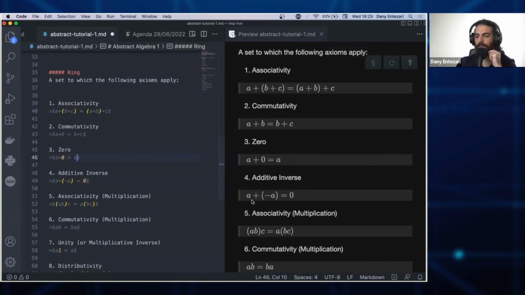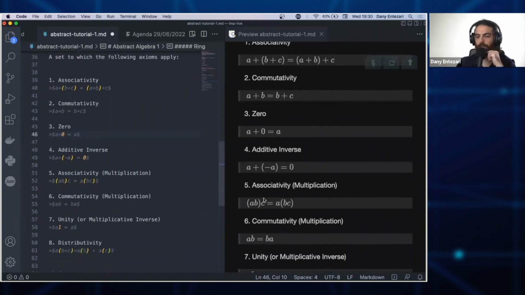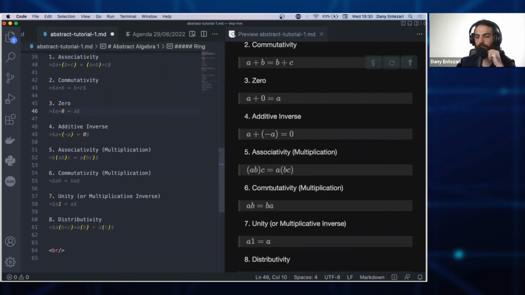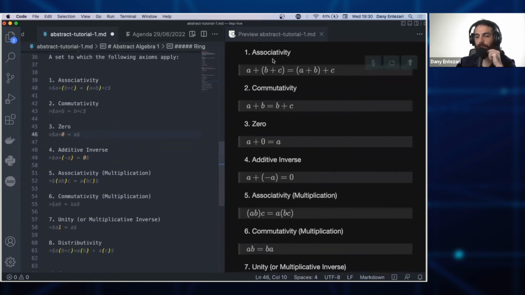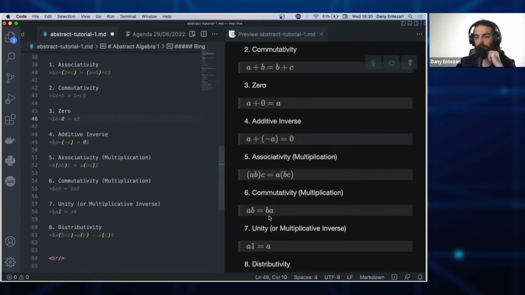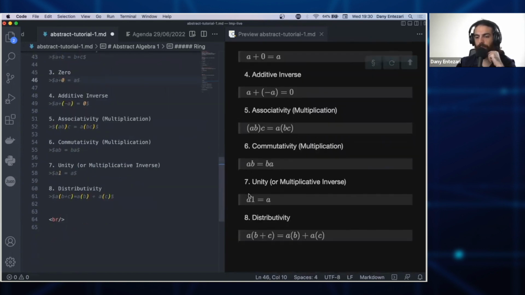There is additive inverse. Similar to what we saw with the group, there's an element, the inverse of which will give you, that one gave us identity, this one gives us 0. They cancel each other out in addition. We of course have associativity for multiplication. So associativity and commutativity for addition, and the same for multiplication. And then there's unity, like with groups, and then there is the distributive law.